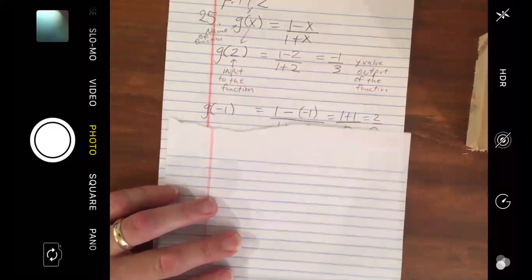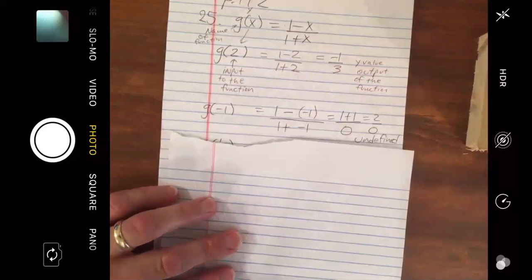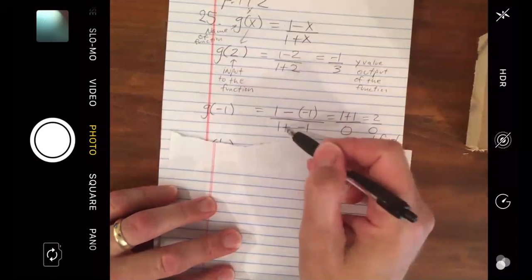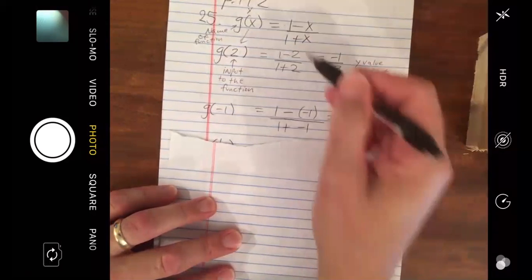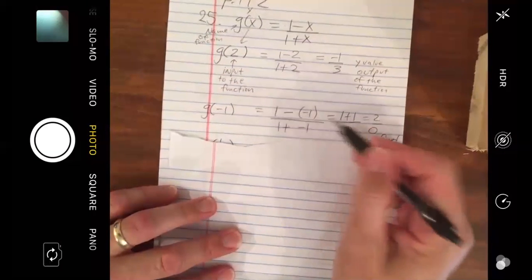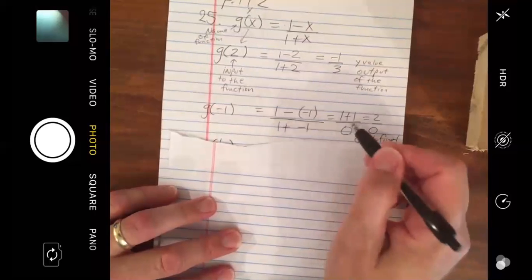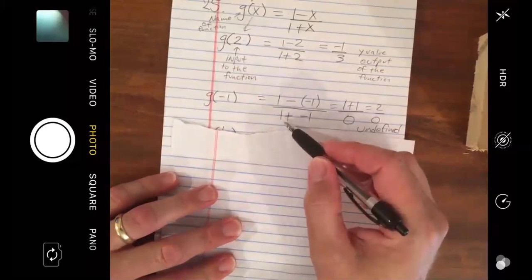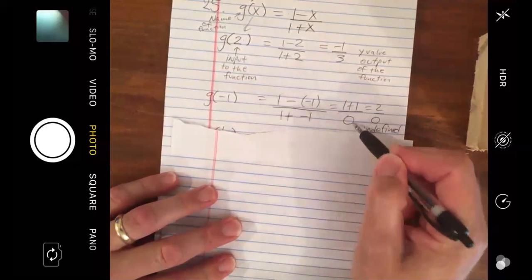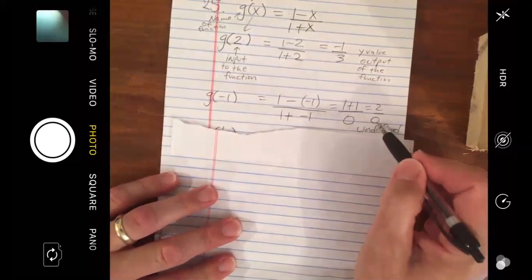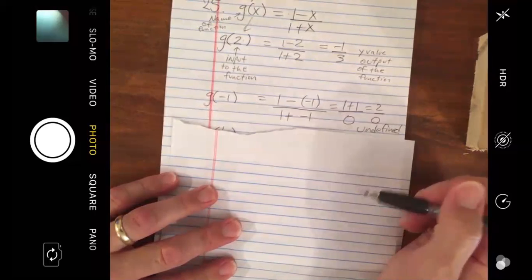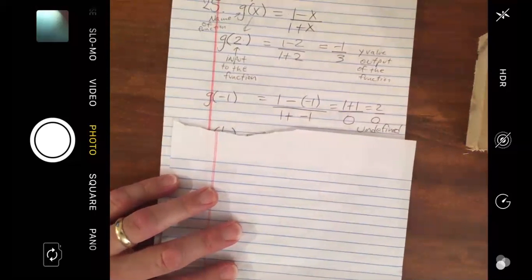Next thing they want is negative 1. So we put in 1 minus negative 1 for the X, 1 plus negative 1 for the X. Top will come up 2, because the 2 negatives turn positive. 1 plus 1 is 2. But on the bottom, we got a problem. 1 plus a negative 1 is 0. Dividing by 0 is illegal. It's an undefined number. And we just write undefined. Not a legal output there.